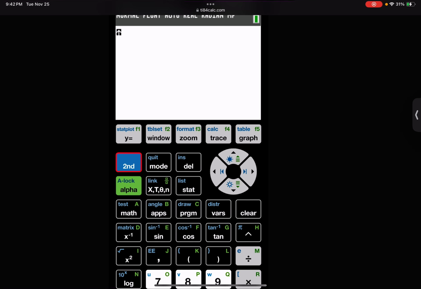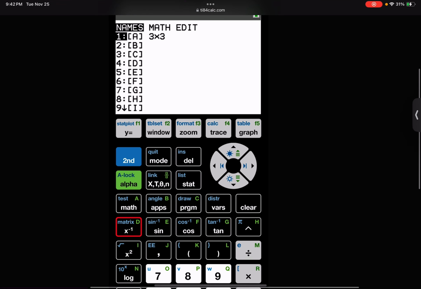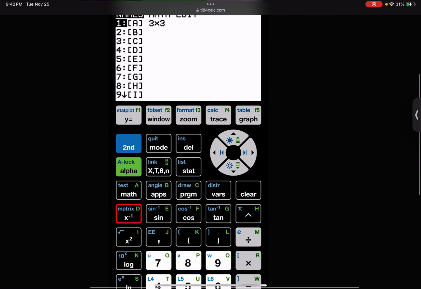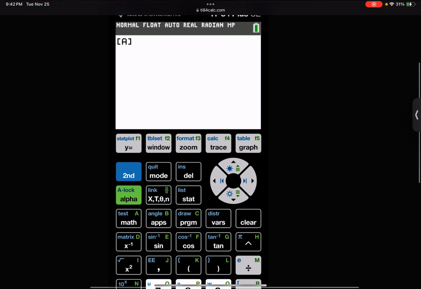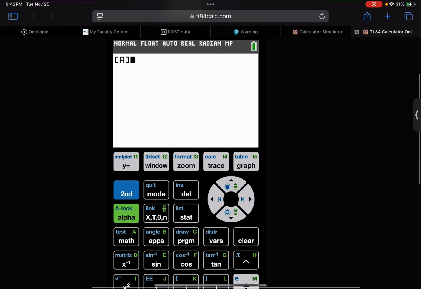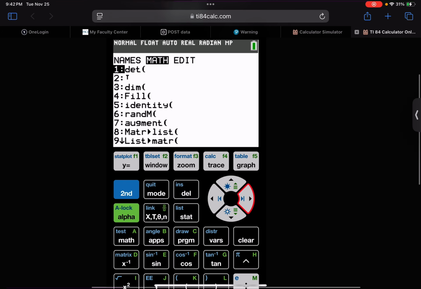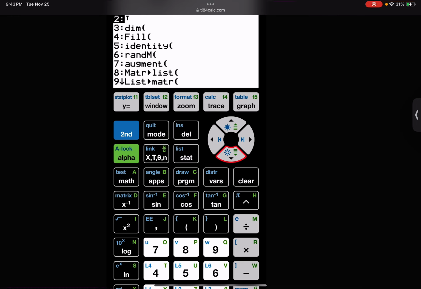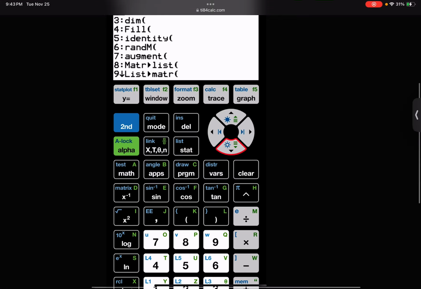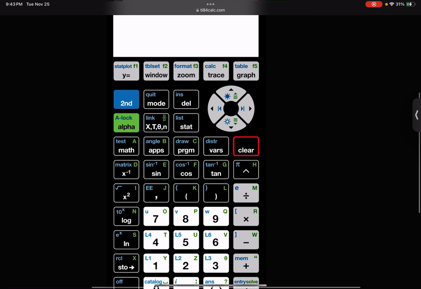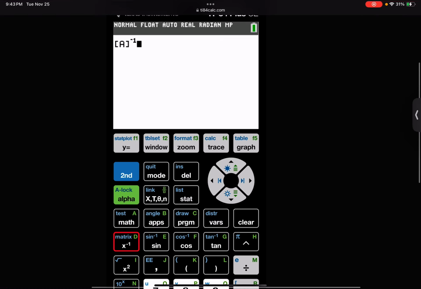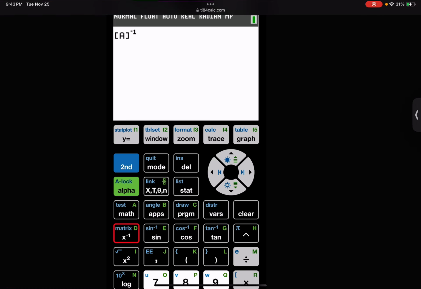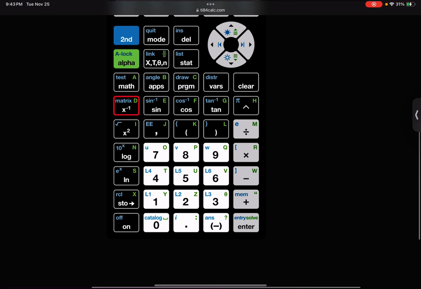And then go back to second matrix and click on enter for A. So we just entered that. And then we will click on second matrix again, math. And let me see, is it this button? I think it is that button if you just press X to that -1 button there and then hit enter.